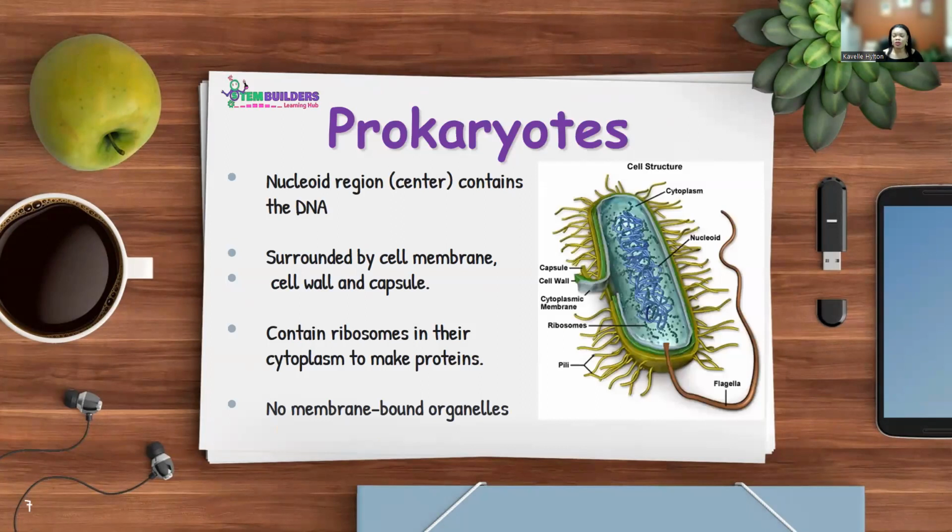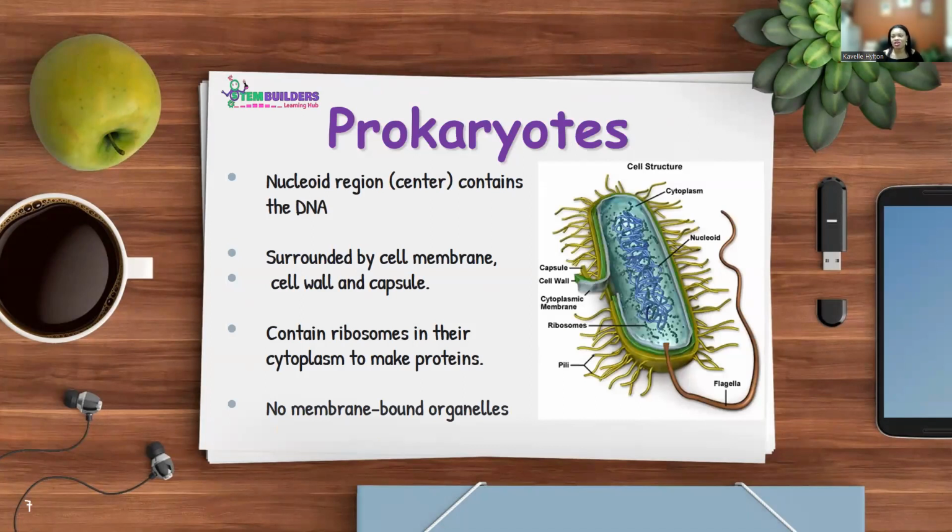Some more information about prokaryotes. They have a nucleoid region. And what that means is the area that contains their genetic material, which is usually DNA. So sometimes that is in the center of the cell. They will also have a cell membrane, a cell wall, and a slimy or sticky capsule.